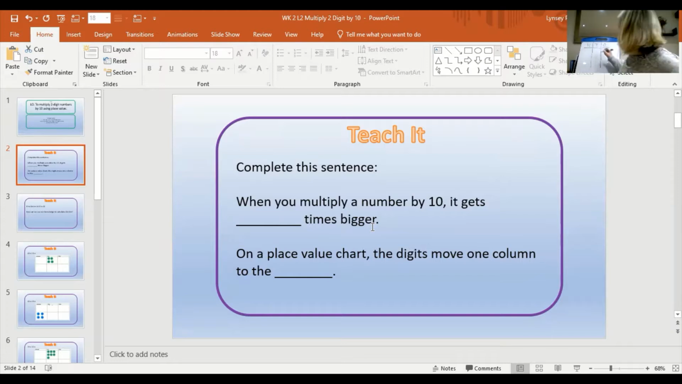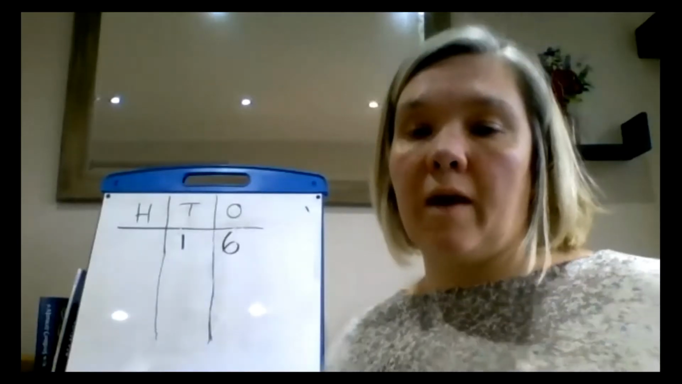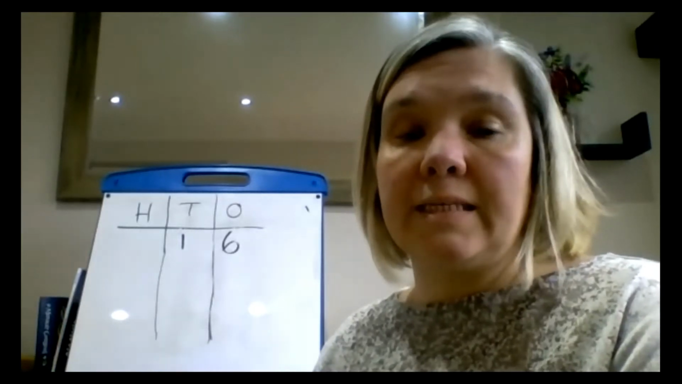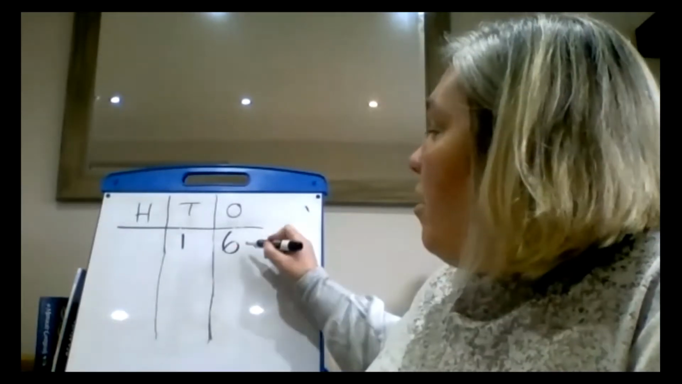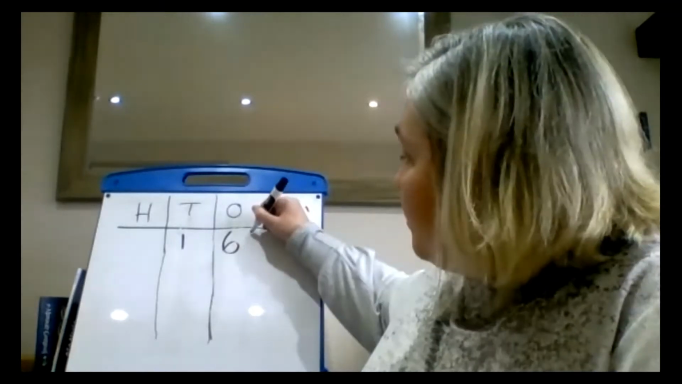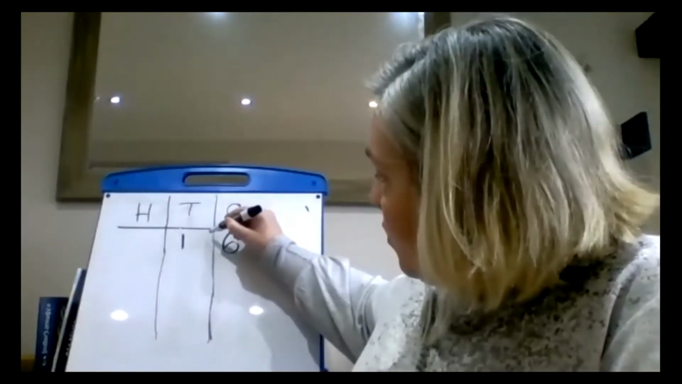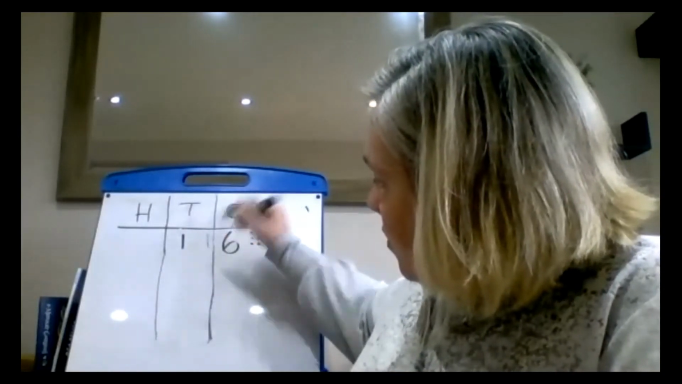So what do you think? Do you think it moves to the left or do you think it moves to the right? Well, let's have a think. Okay, I've got a number here. Okay, what is my number worth? It is worth 16. Okay, I have got 6 ones. And I've got 1 10. Okay, I am going to multiply that by 10.